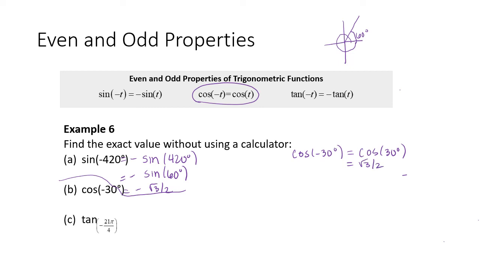Tangent of negative 21 pi over 4. So that's going to be the same thing as negative tangent of 21 pi over 4. And that's because tangent is an odd function, so you can take that negative and move it to the outside. Well, on an earlier slide, we found that the value of the tangent of 21 pi over 4 was 1, so that means the tangent of negative 21 pi over 4 is going to be negative 1.